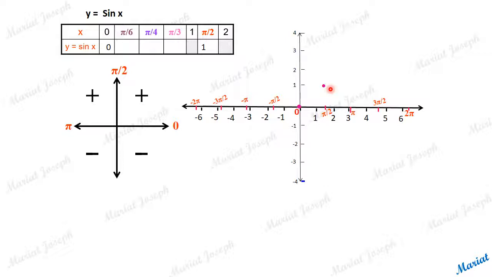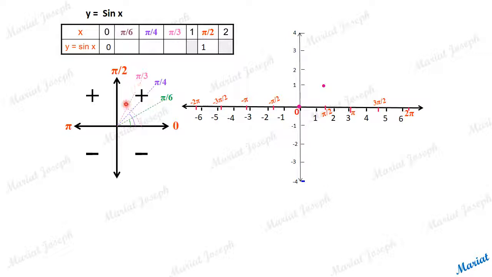Next we go for these three angles which are below pi by 2 radians. These three angles are pi by 6, pi by 4 and pi by 3 radians, which come in the first quadrant. Pi by 6 radian, pi by 4 radian and pi by 3 radian. They are in degrees 30 degree, 45 degree and 60 degree actually.